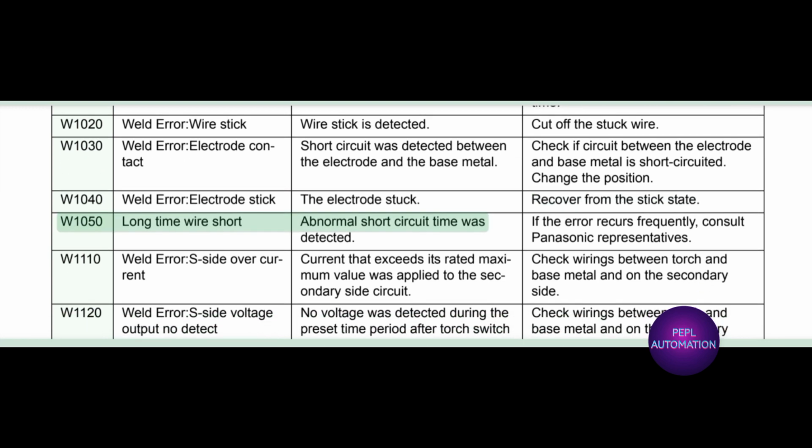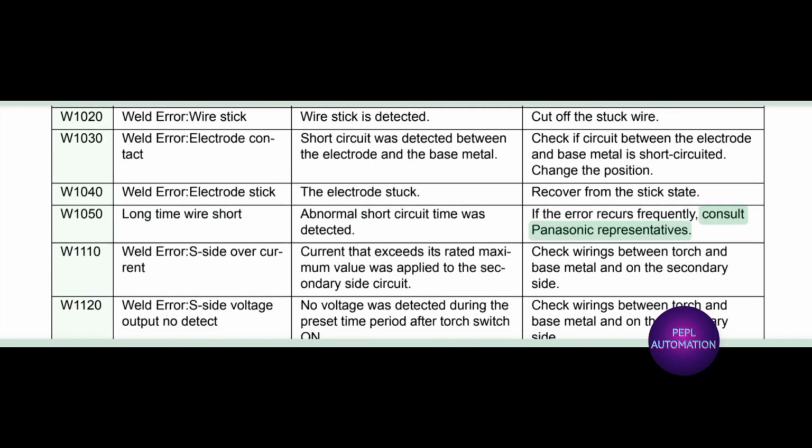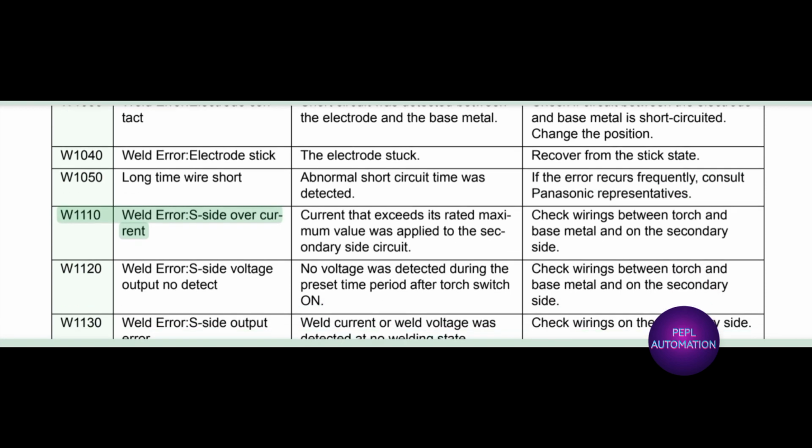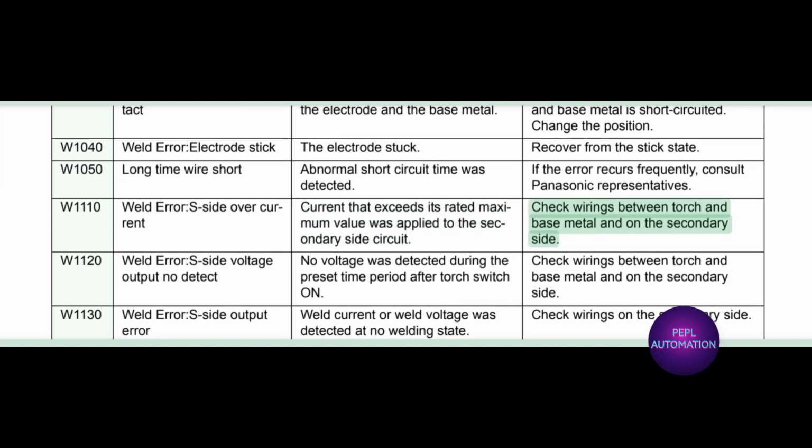W1050 long time wire short. Abnormal short circuit time was detected. If the error occurs frequently, consult Panasonic representatives. W1110 weld error. S-side overcurrent. Current that exceeds its rated maximum value was applied to the secondary side circuit. Check wirings between torch and base metal and on the secondary side.